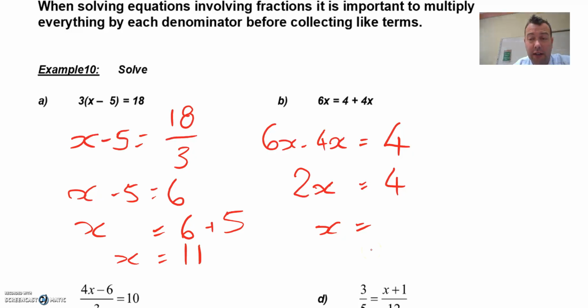do you really need to write that down? Probably not. We know 4 divided by 2 equals 2. If 2x equals 4, then just the 1x equals 2.